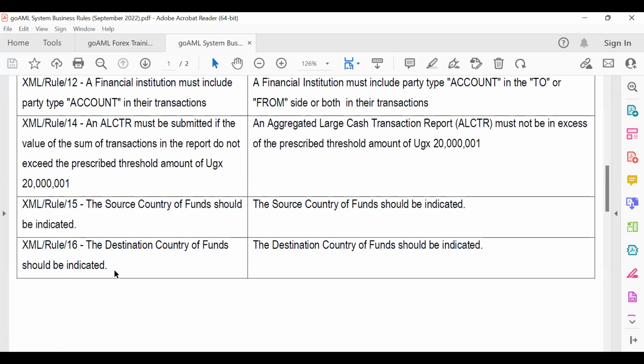Okay, let me give a simple scenario. If I walk in, I'm not breaking the money, but I'm sending to 5 different people, 10 million each. At the end of the day, I've sent 50 million. So that has to be reported as aggregated, irrespective of the receiver. You're not breaking down the transaction. It's just that you're sending to different people.